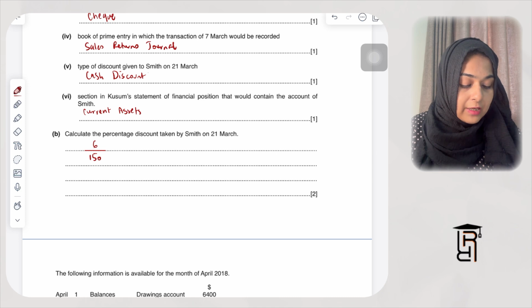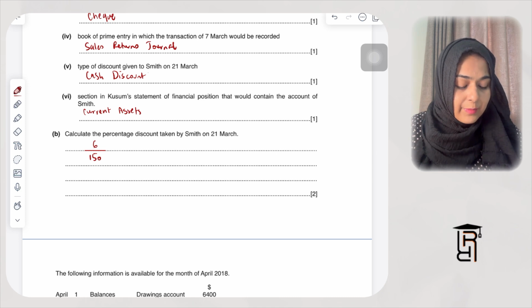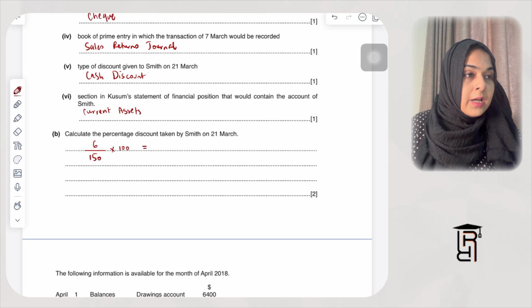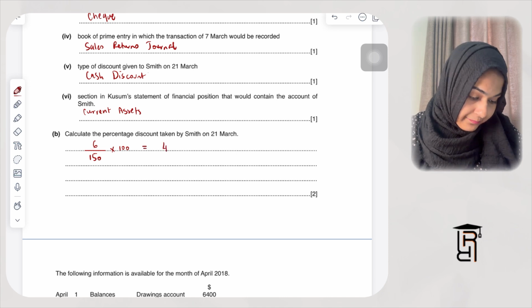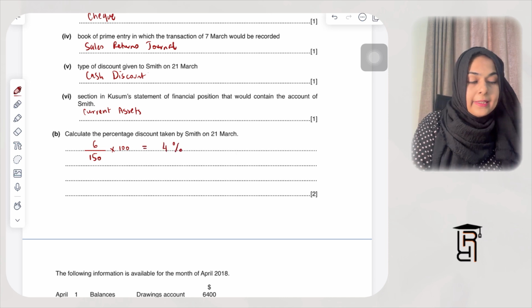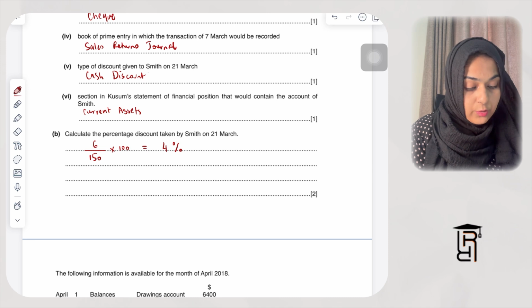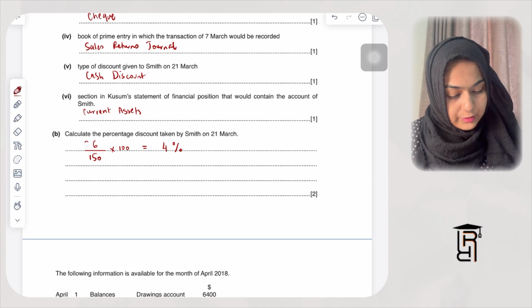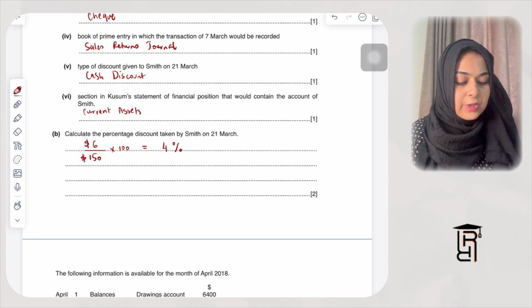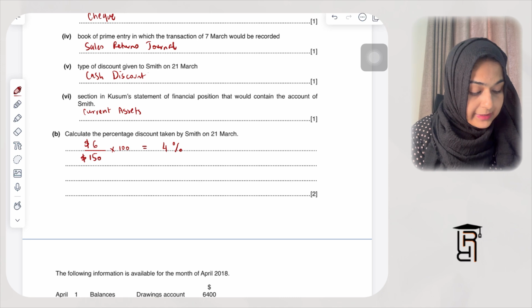So $6 discount divided by $150, which is the amount he's trying to settle, multiplied by 100, will give us 4%. So basically, this is the percentage discount which we are trying to give to Smith. So $6 divided by $150 multiplied by 100%.